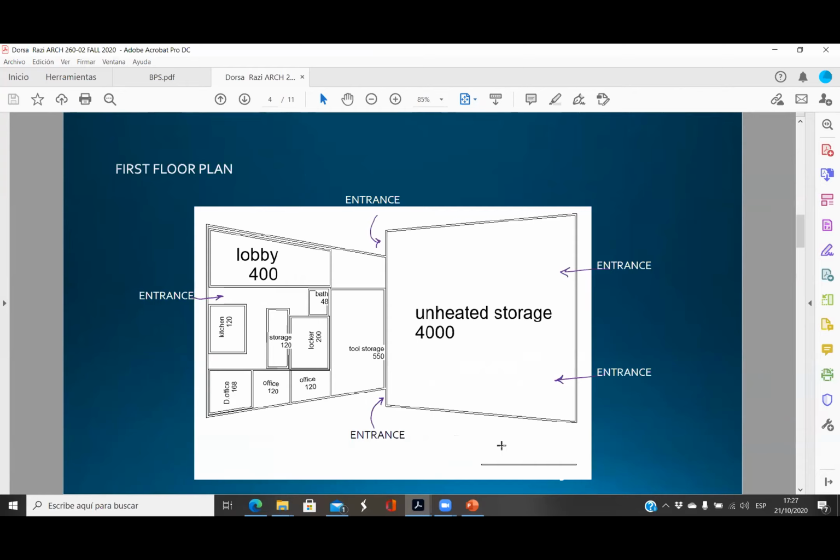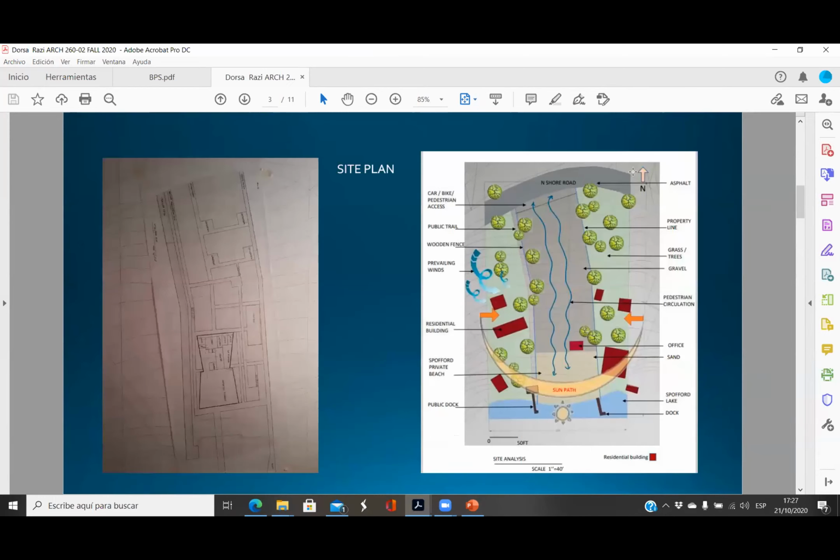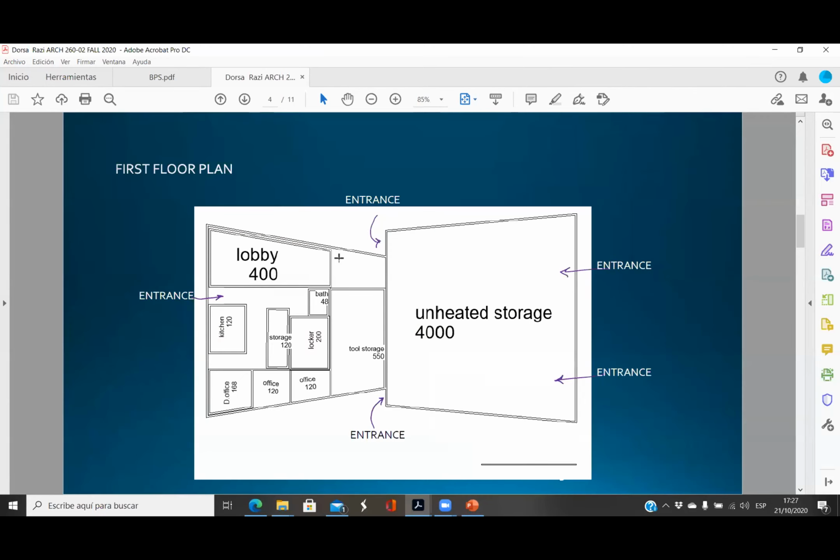We need the north arrow somewhere. Even in plan, you can tell me, but you have this plan, so here I have the north arrow. Every time we draw a plan, we need the north sign. And we need the graphic scale. So here I'm missing the graphic scale because I don't know how big this is. What is this, 400 and 4,000? That's the square footage of each room. Okay.